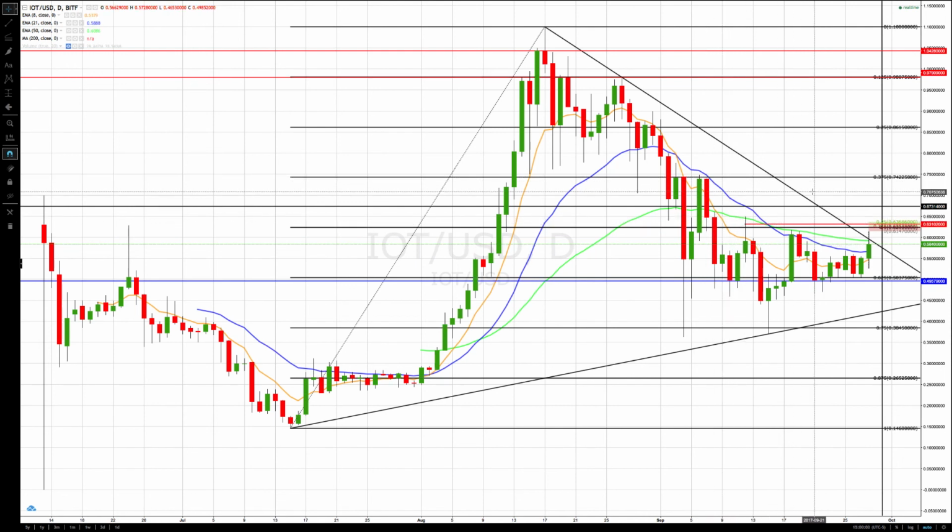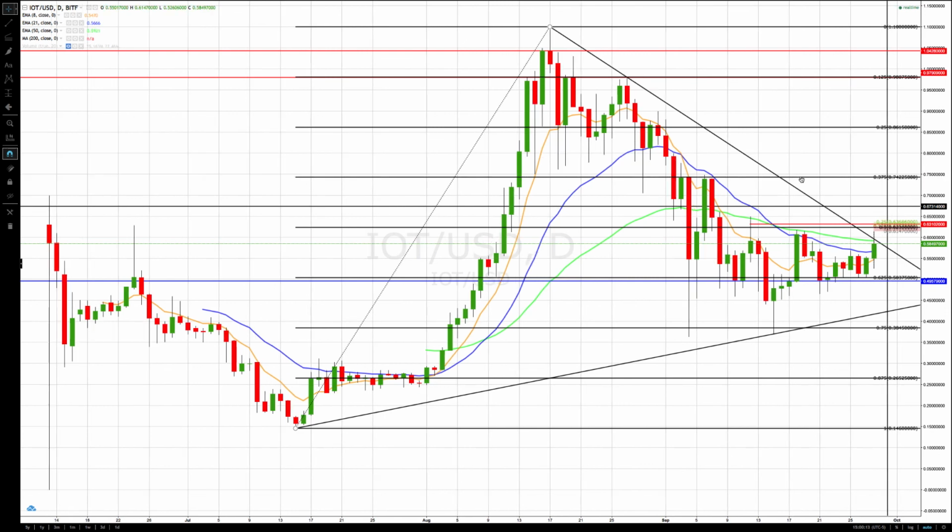and we may, longer term, see some returns to the 0.6731 and then the 0.74225 price levels for longer term projections. That's what we have for you on these updates.